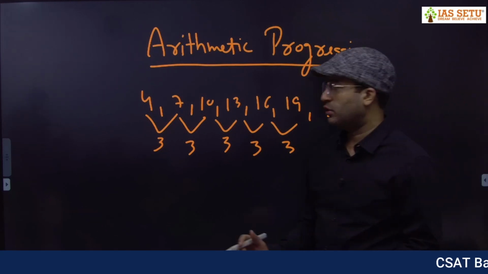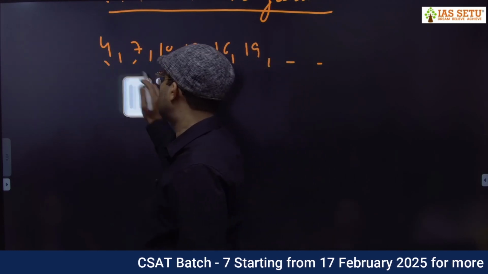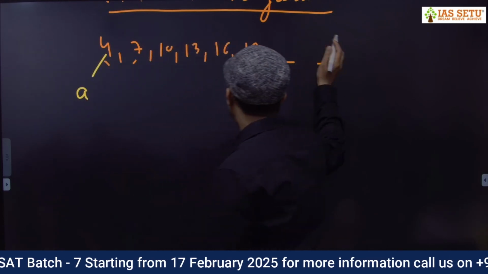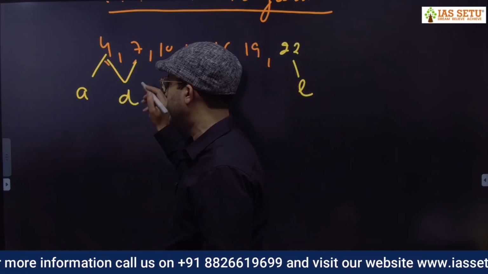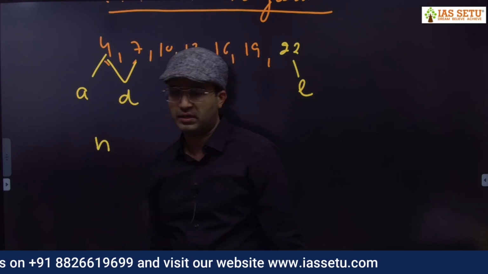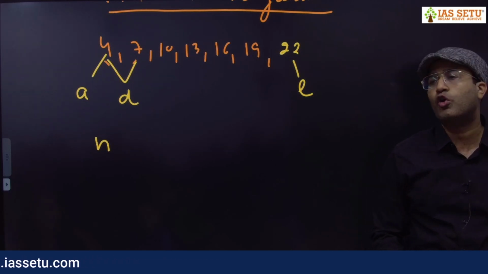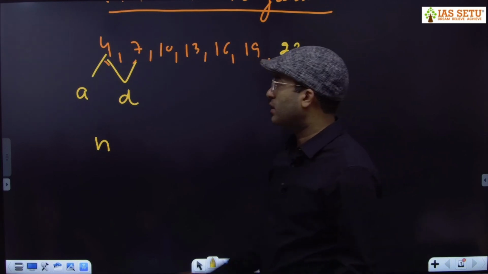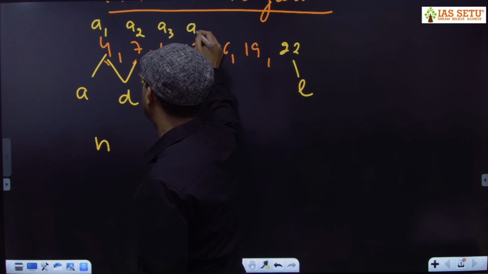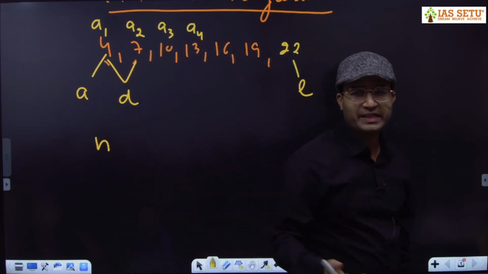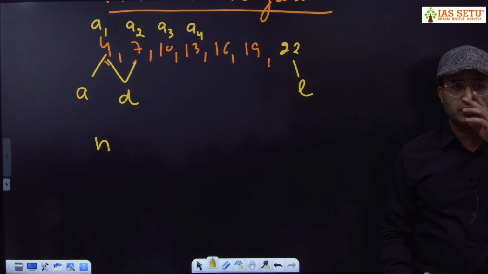Now next is terminology for this AP. First term is denoted as A, last term is denoted as L, common difference is denoted as D, number of terms is denoted as N. Now the first term we write as A1, second term as A2, third term as A3, fourth term as A4, fifth term as A5. This we also use sometimes.